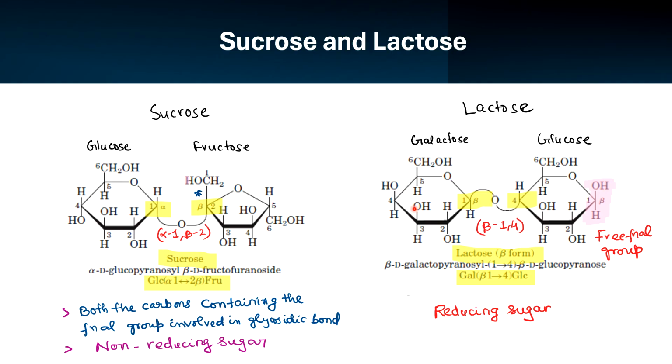So, look at the left hand side. When we see galactose, the C1 or the anomeric carbon, the functional group is not free. Why? Because it is involved in glycosidic bond formation. Now here, in case of glucose, let's see what's happening. If you look at C1, the functional group, the anomeric carbon, it is free. It is not involved in any bond formation. Hence, it can reduce Cu2+ to Cu+. So, lactose, or the milk sugar, is an example of a reducing sugar. Is that clear?